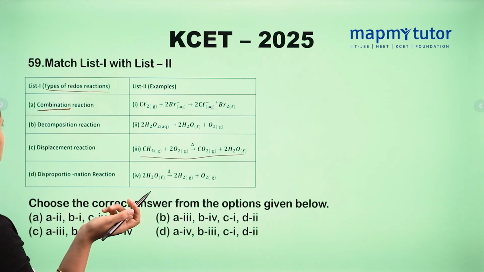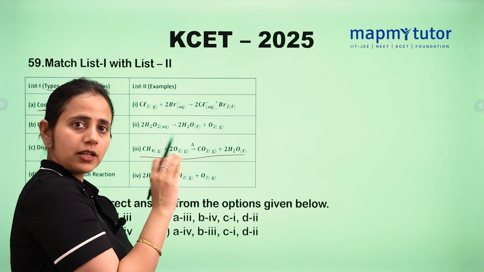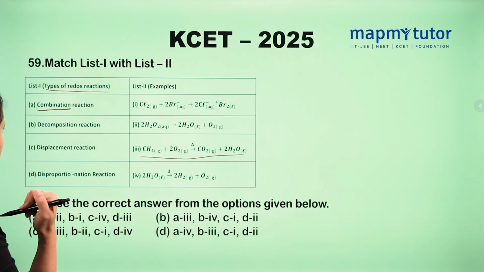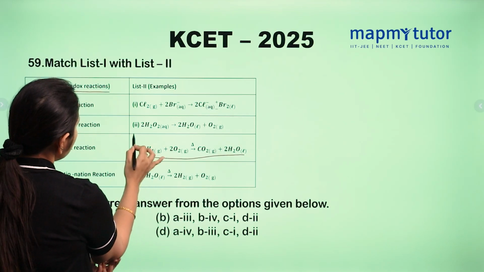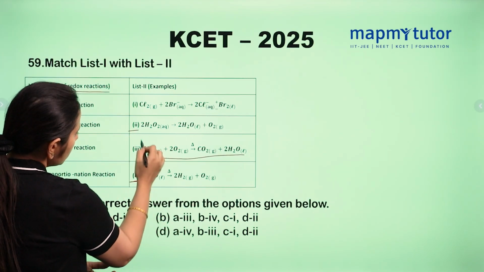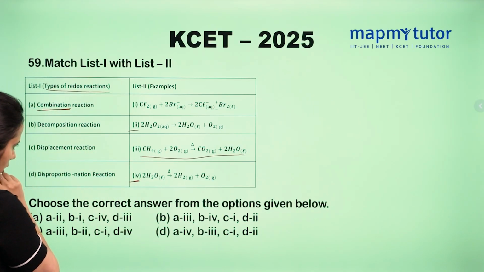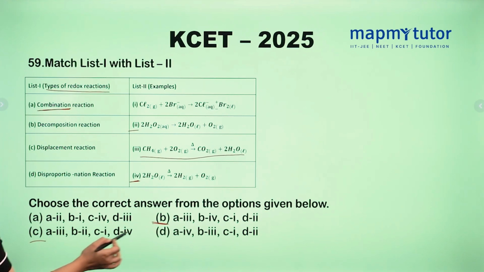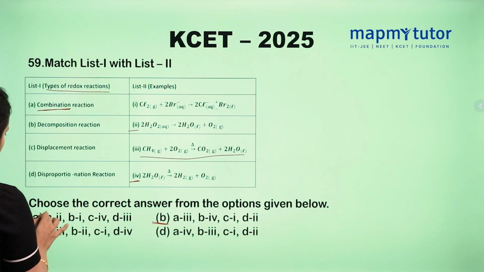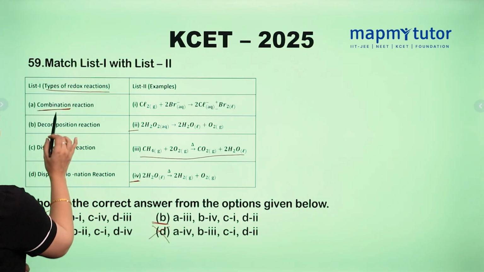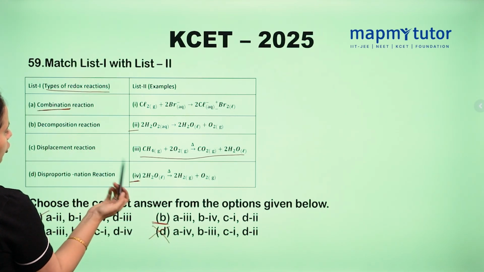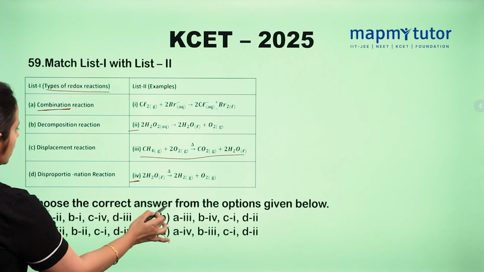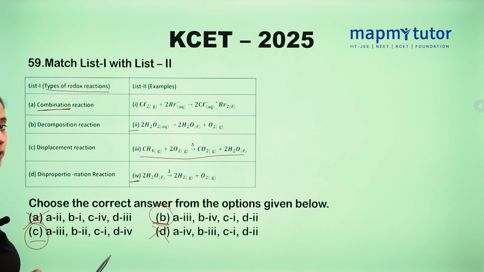Next is a decomposition reaction. A decomposition reaction is when a single reactant decomposes or breaks down into two or more products. So here, this fourth and second, both are decomposing. So they both can be decomposition reactions. So A goes with 3 in this and this, B with 2, B with 4. Both can be possibilities. So we will first rule out A and D, because A with 2 and A with 4 is not possible. These are not combination reactions. So now we need to just find out from B and C which one is the right option.